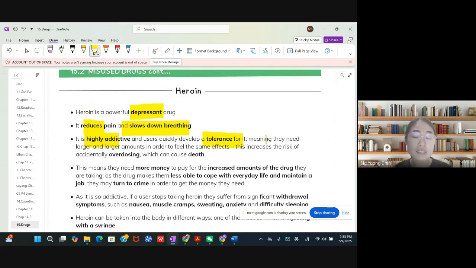Okay, meaning they need a larger and larger amount to feel the same effect. Once you get the heroin, next time you will demand more heroin and need to increase the dose so you are able to feel the effect, which we call euphoria. It will make you feel happy under the heroin effect. But next time, you will take more so you are able to get the same effect. So this will increase the risk of overdosing, which can lead to death.